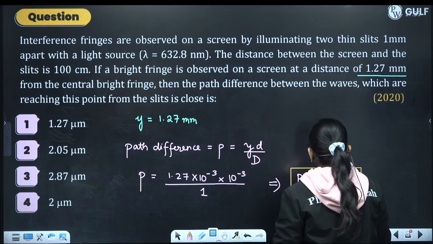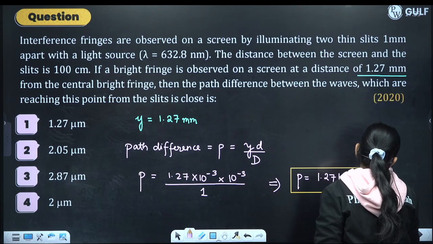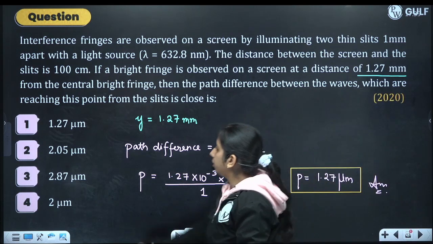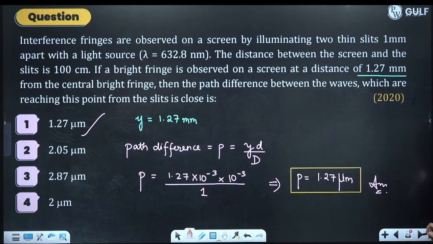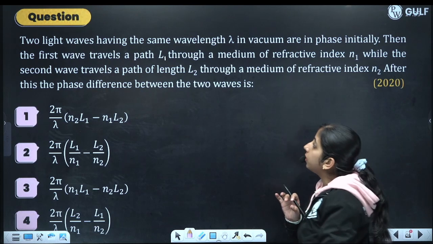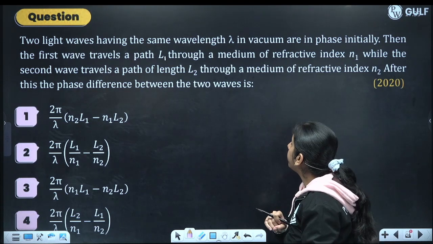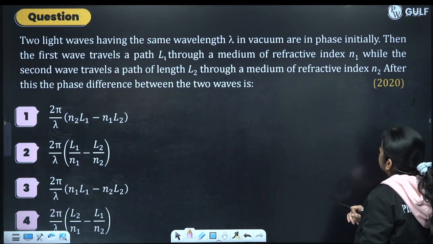Okay, path difference will come out as 1.27 micrometers. Option number 1 will be the answer. Okay, see next question. Two light waves having the same wavelength lambda in vacuum are in phase initially.